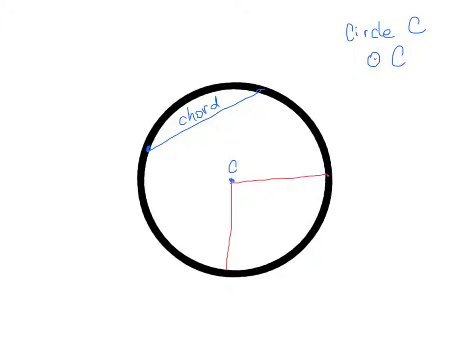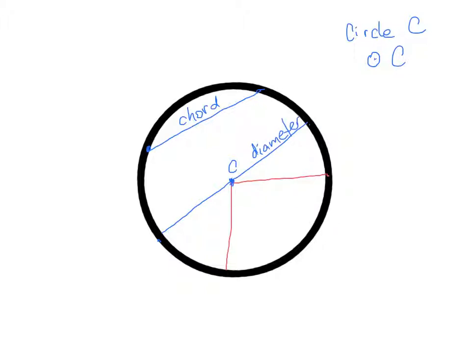I can, however, have a chord that goes through the center from one part of the circle to another, and that is a chord. It's a chord and it has another name. A chord that goes through the center has another name, and the name of that specific chord is the diameter.